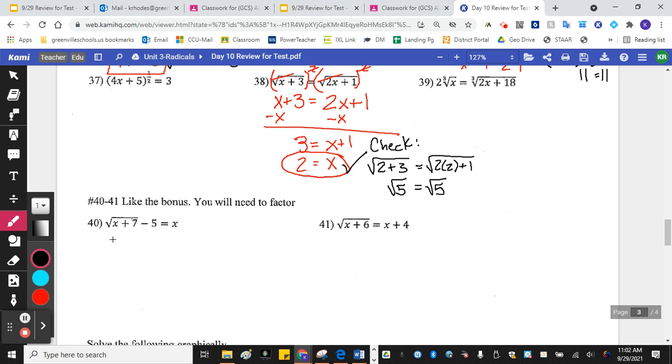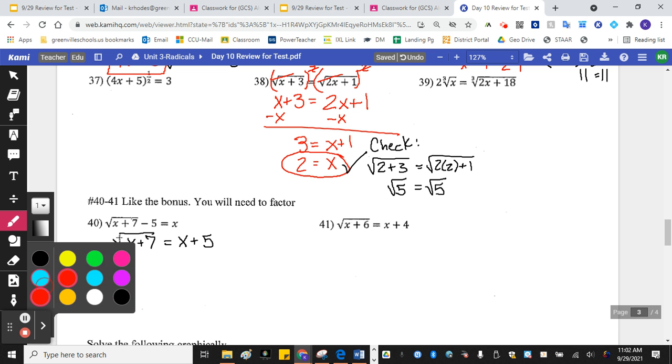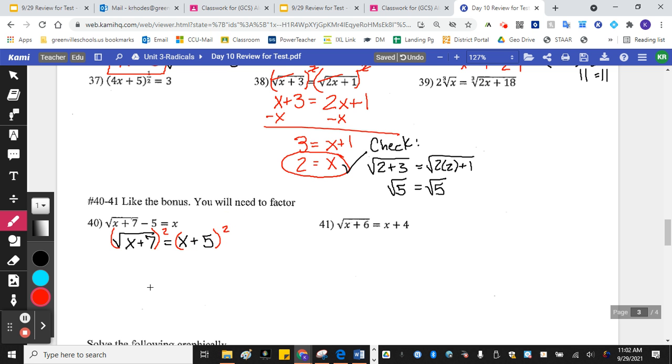So add over 5. What did you just do? Add over 5. I did over 5. Square both sides. Yes, ma'am. Square root and the square cancel.